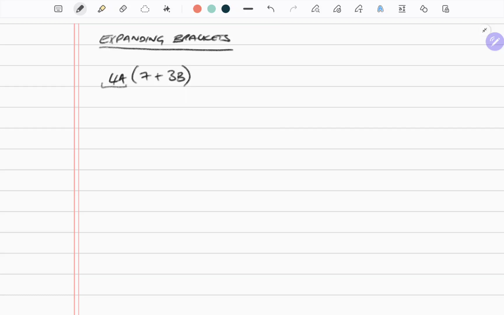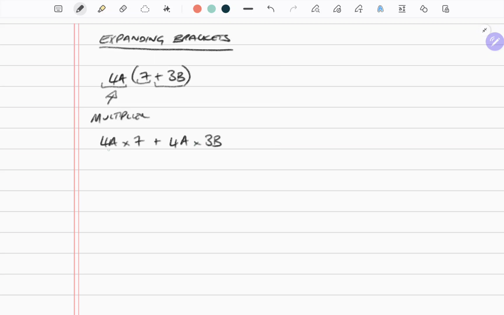So if you see this term here, 4a, that is the multiplier. The multiplier, and then obviously you've got the bracket here. So what you would do, you would take this multiplier and you would multiply it by each term in the bracket. So we have this term here 7, and then we have this term here 3b. So let's see what that looks like. It would be 4a multiplied by 7 plus 4a multiplied by 3b.